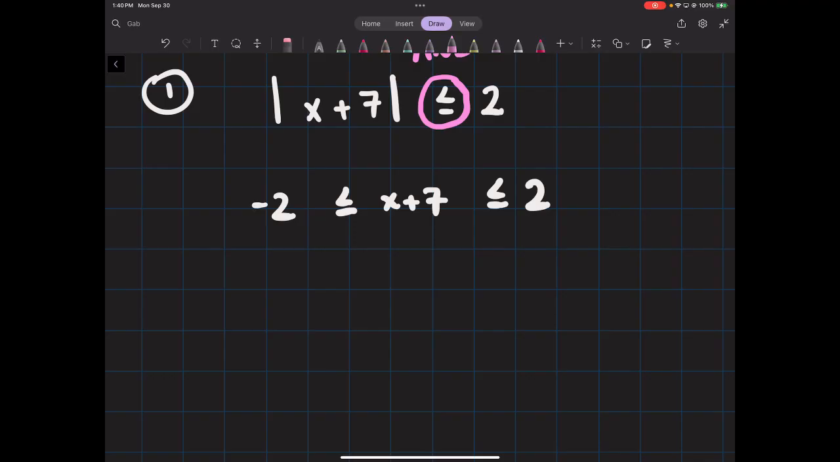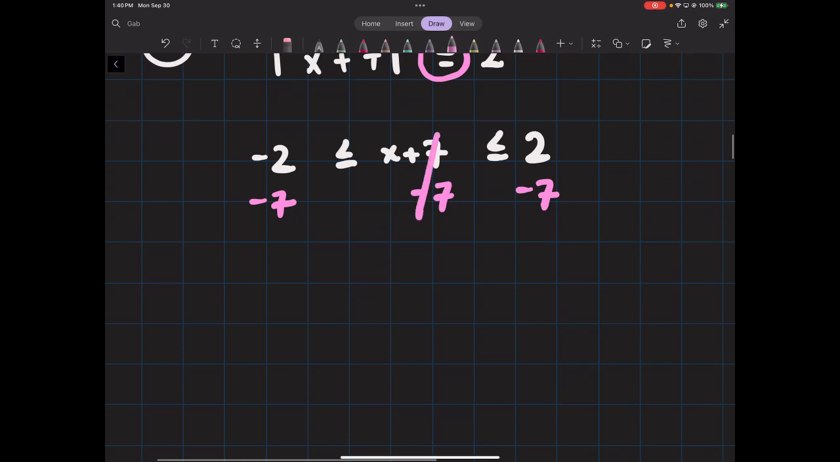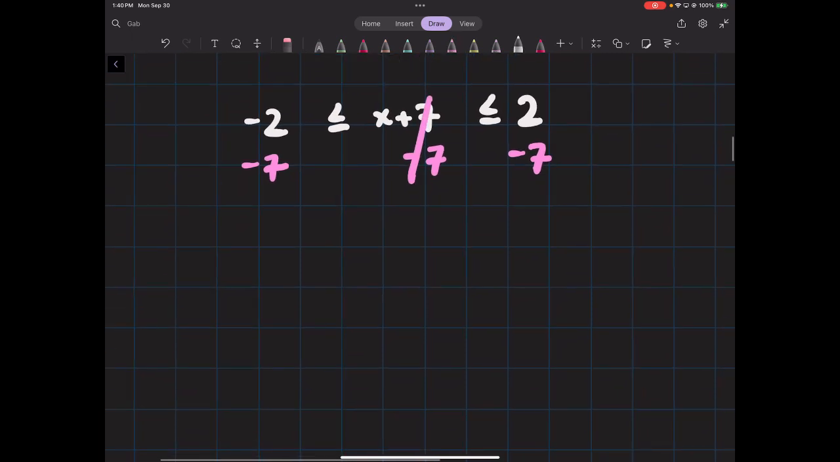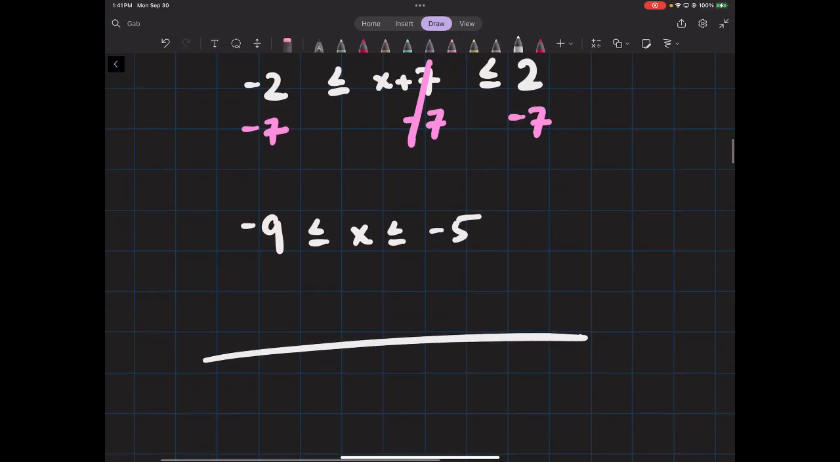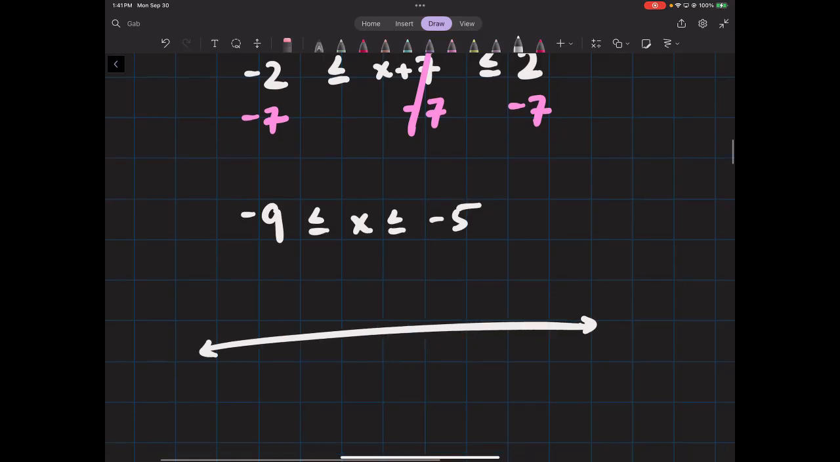Alright, how do you solve for x? Subtract 7 from everything. Alright, -7 everywhere. You get -9 less than x less than what? What's that? 2 minus 7. -5. Okay, when you graph it, I got 0.